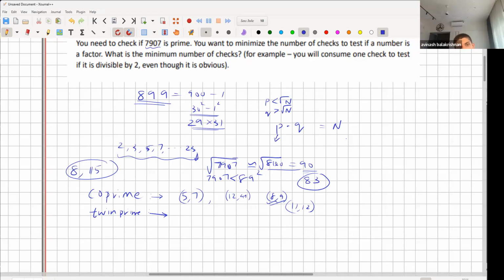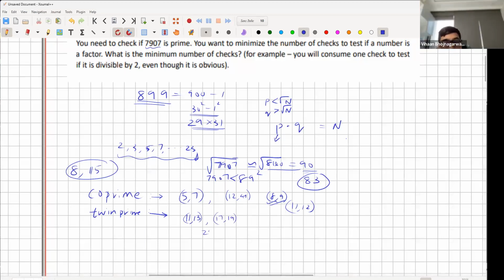So I'm not sure. Okay, Apurva, do you know twin primes? Yeah, twin primes are primes that are separated by one number. Like 11, 13, 17, 19. Yeah, separated by two. Like 5, 7. 29, 31. Okay.